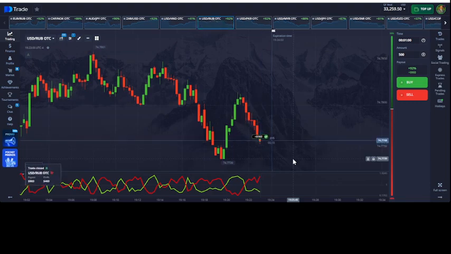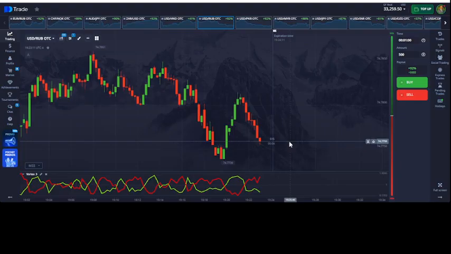Awesome. So that trade was in the money. All right. So I'm going to end the trading session here. This is a very powerful strategy that I've developed.